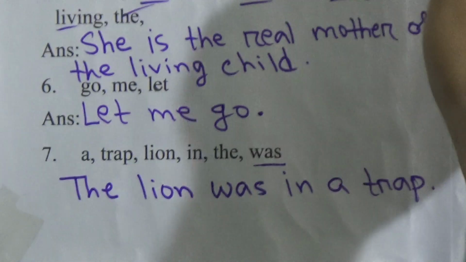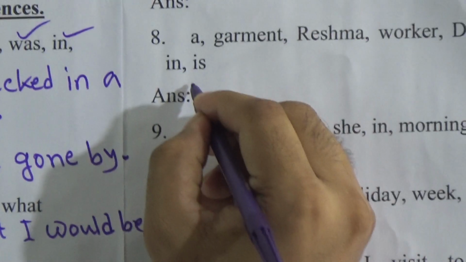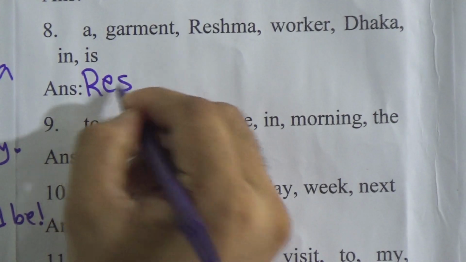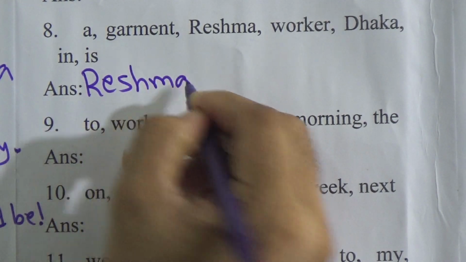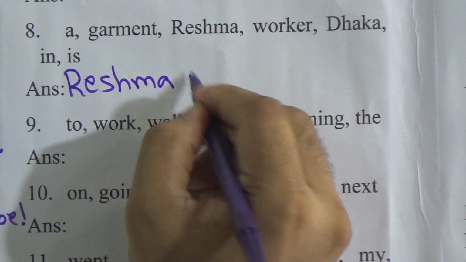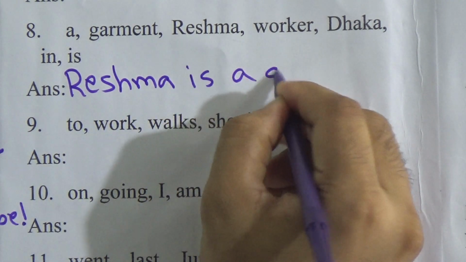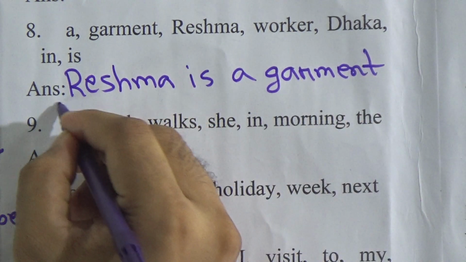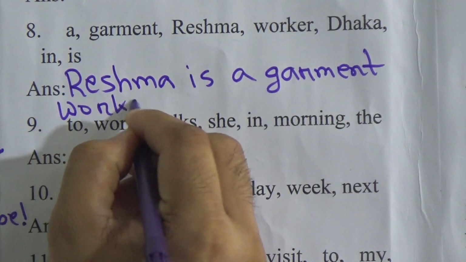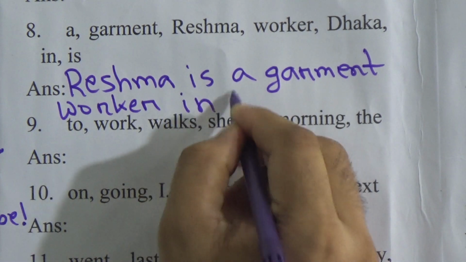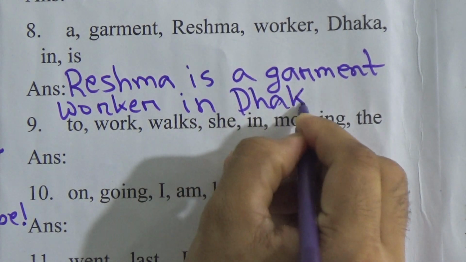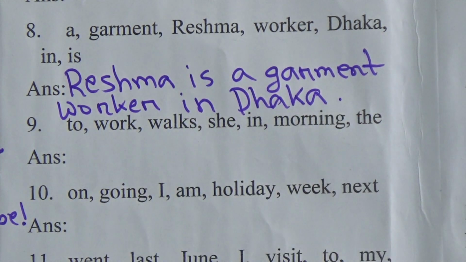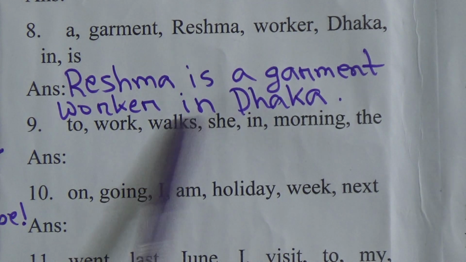Okay, next, number eight. Reshma is the subject here. Write Reshma first. Reshma is a garment worker. Where? Garment worker in Dhaka. Here the first letter of Dhaka should be capital as it's a proper noun. So, Reshma is a garment worker in Dhaka.